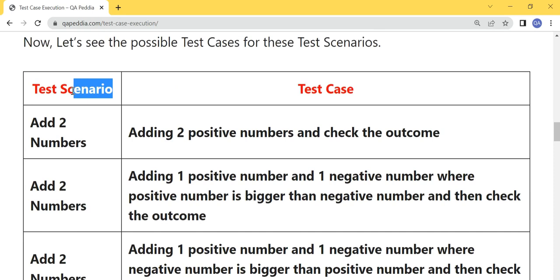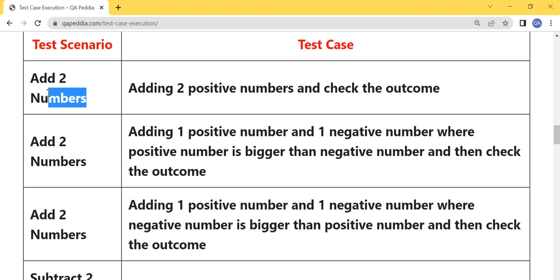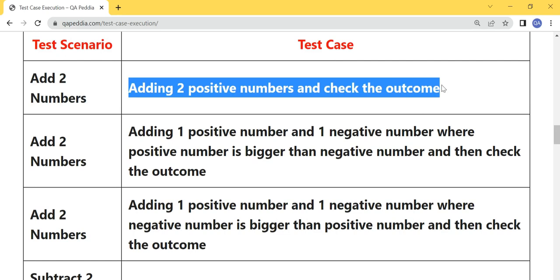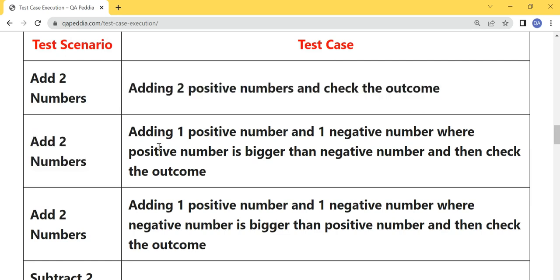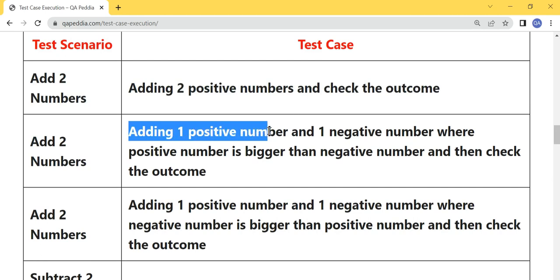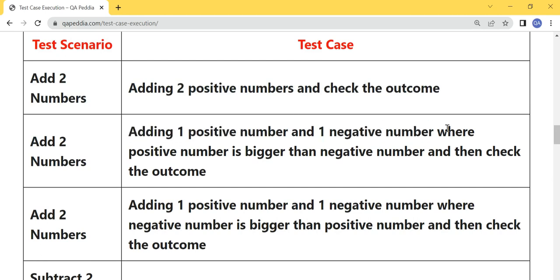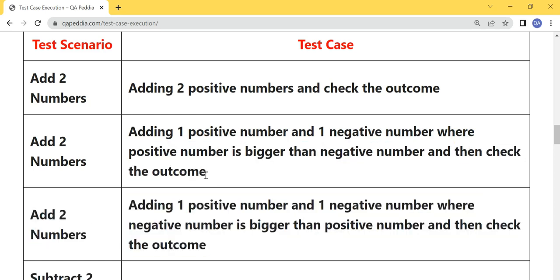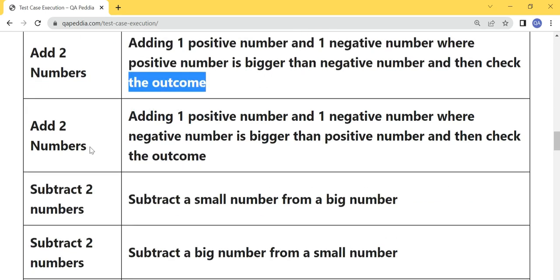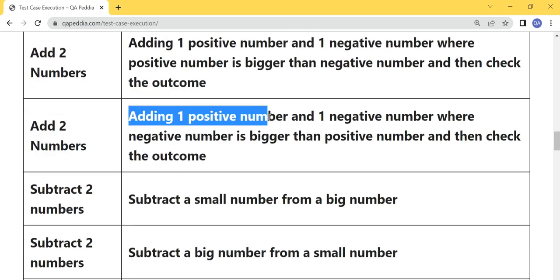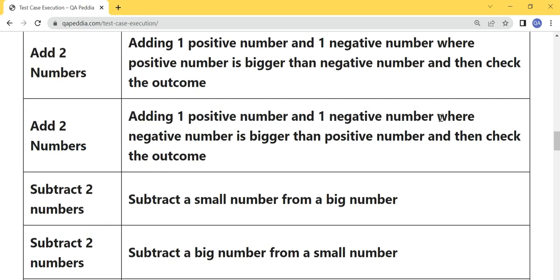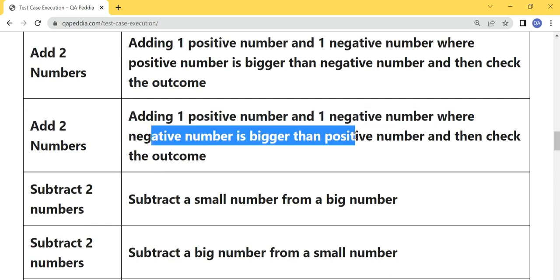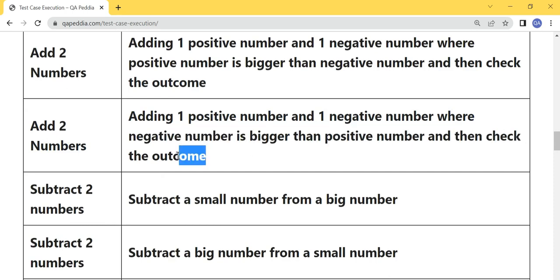We'll make a table, where one column will have test scenarios and one column will have test cases. For the add two numbers test scenario, we have written one test case: adding two positive numbers and then checking the outcome. For the same scenario, another test case: adding one positive number and one negative number, where the positive number is bigger than the negative number, and then we check the outcome. Another: adding one positive number and one negative number, where the negative number is bigger than the positive number, and then we check the outcome.